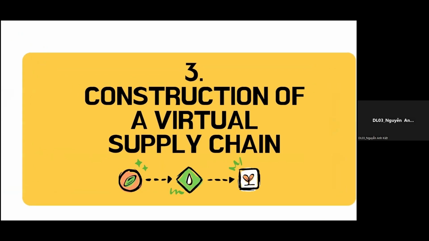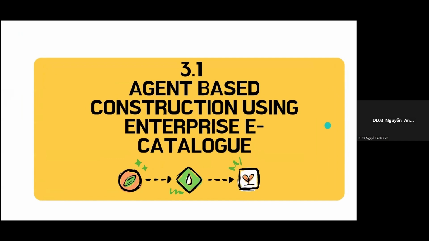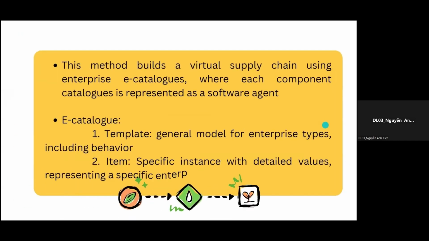So next slide, please. The first one is agent-based construction using enterprise e-catalog. This method builds a virtual supply chain using enterprise e-catalogs, where each component catalog is represented as a software agent. E-catalog includes a template, meaning a general model for enterprise types, including behavior. And next, we have an item, meaning a specific instance with detailed values and representing a specific enterprise.